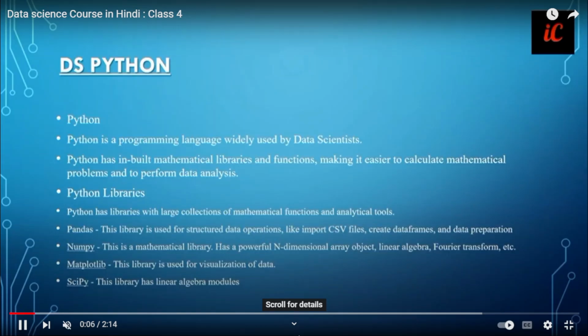Today we are going to study about DS Python. Okay, so let's see what is Python here. As we all know, Python is a programming language widely used by the data scientist. We have already studied about Python. These are the basic programming languages that we have studied. Python has inbuilt mathematical libraries and functions that make it easier to calculate mathematical problems and to perform data analysis. So it will help you to perform the mathematical analysis and the calculation of mathematics.